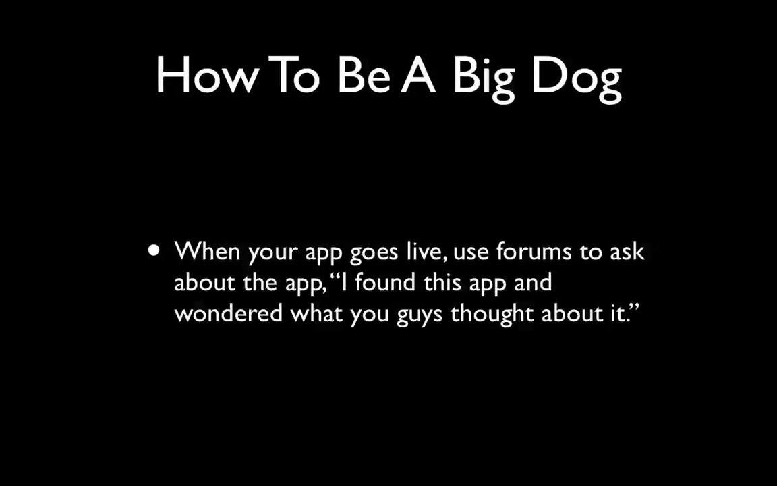So let's talk about how to be a big dog yourself. When your app goes live, and now, by the way, we're going to get into the how-to stuff, you go to the forums that are relevant for whatever your app is for, and you ask about the app. Hey, I found this app, and I wonder what you guys thought about it. And you give a link to it. Or you don't even have to give a link to it. Hey, I found this app, and here's the app name. I wonder what you guys thought about it.